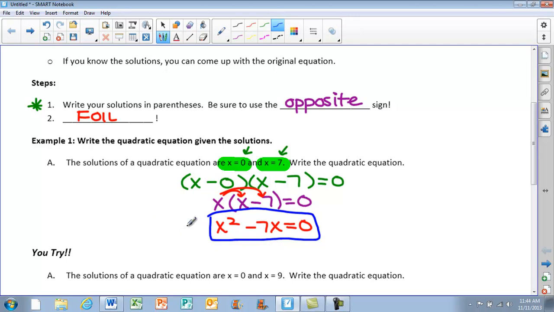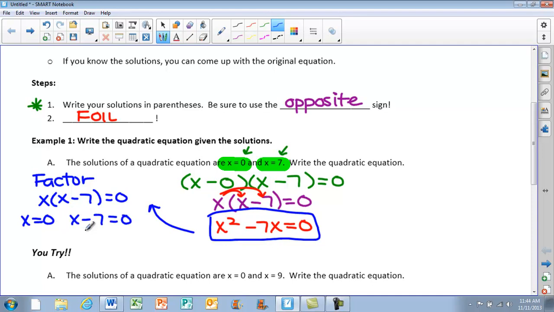You can check your answers by going through and by factoring this. So if you ever want to check, you can go ahead and factor, and you should end up with your original two solutions. Well, if we did, we could pull out a GCF of an x, and we'd be left with x minus 7 equals 0. And then you would set up your two equations. So x equals 0, x minus 7 equals 0. Here we would have to add the 7 to both sides, and we would get x equals positive 7. X equals 7 and x equals 0. That's exactly what we started with, so we know we did this correctly.